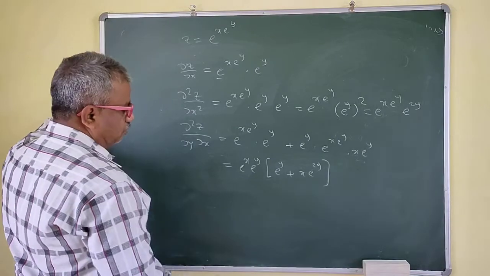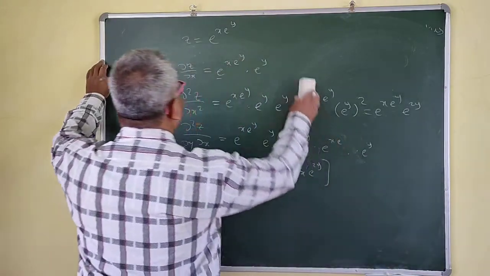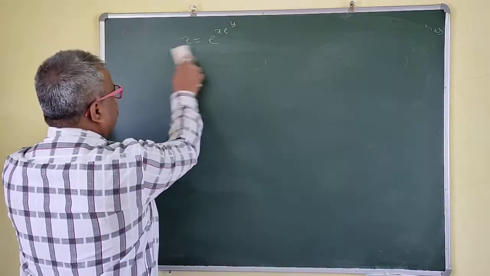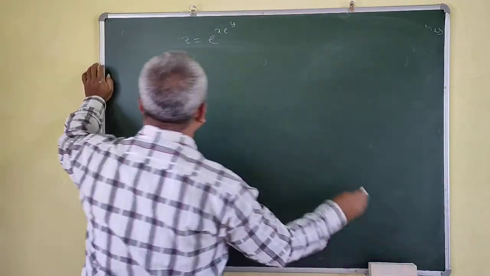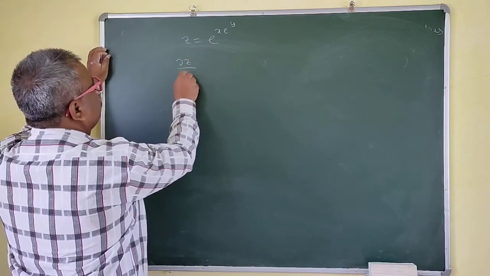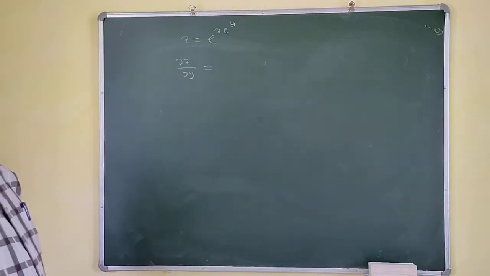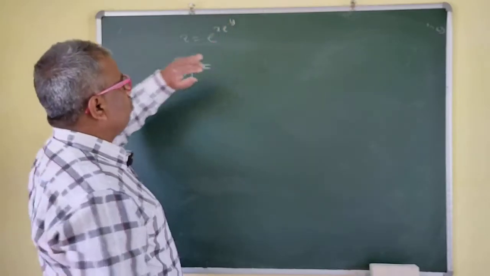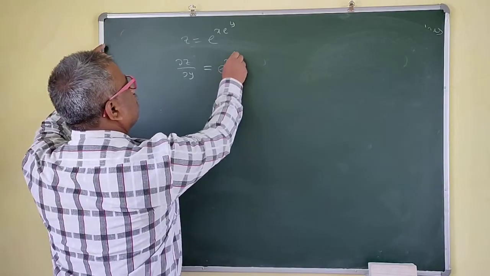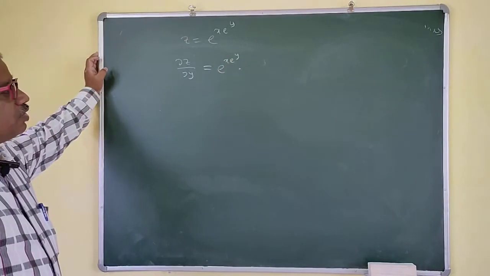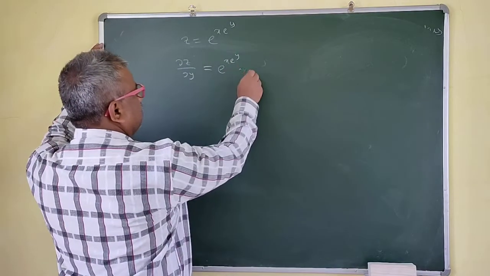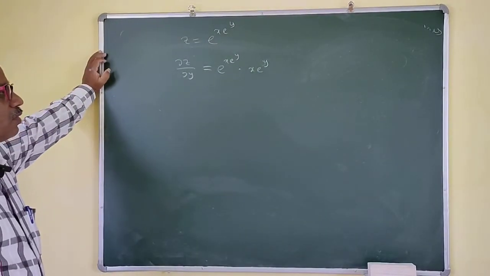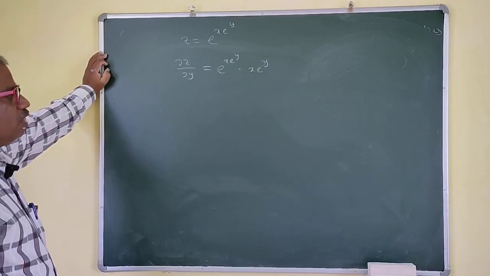Now what we'll do? We'll differentiate this with respect to y, and then with respect to x and y, so that we get the second order partial derivatives. Now we'll differentiate this with respect to y: dou z by dou y. Again this is e raised to something, so e raised to something into the derivative of something. Something is x e^y, and the derivative of x e^y is e^y, right? So this is your dou z by dou y.